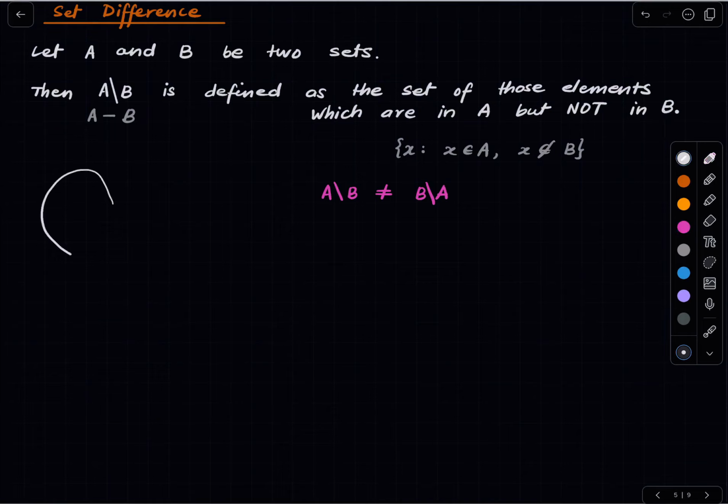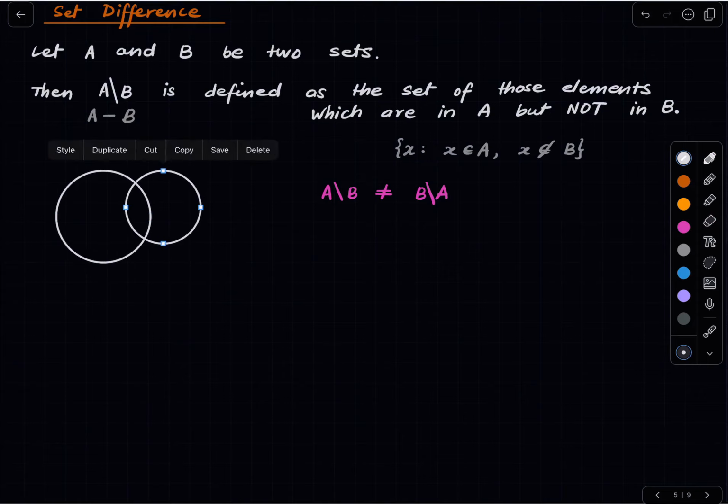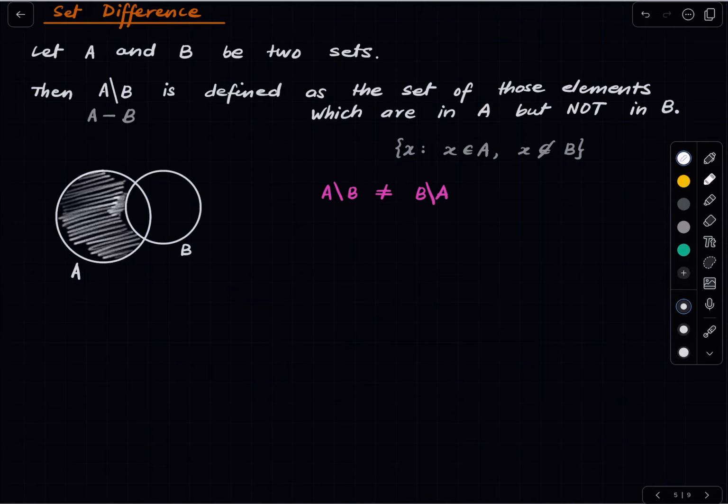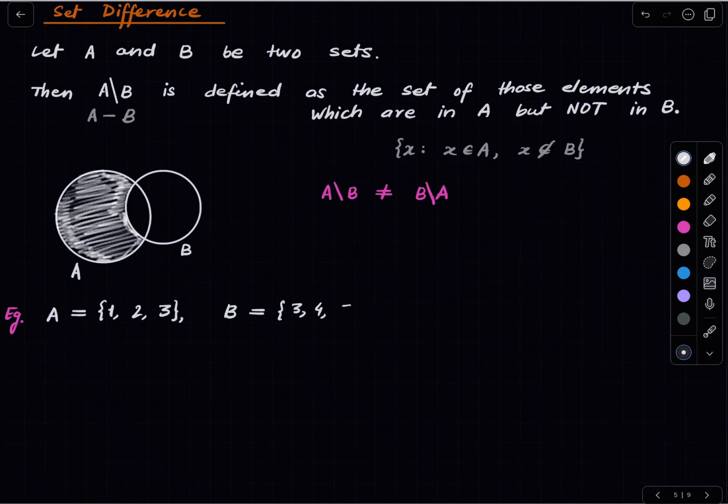And diagrammatically, one can easily depict the set difference. The shaded part, that part, is A minus B. All right. And for the very simple example, take A as 1, 2, 3, B as 3, 4, 5, A minus B is 1 and 2.